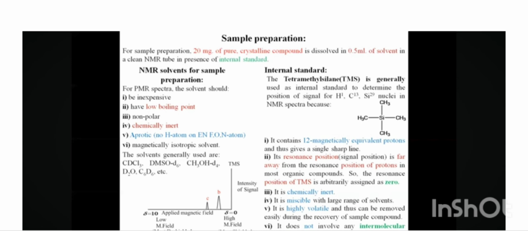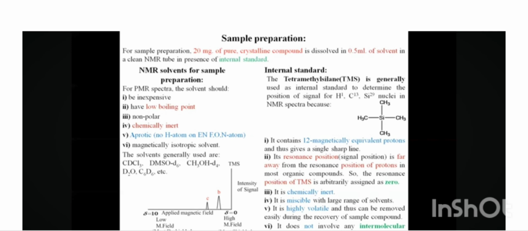NMR solvent for sample preparation. For PMR spectra, the solvent should be inexpensive, have low boiling point, non-polar, chemically inert, aprotic. Internal standard: tetramethylsilane is generally used as internal standard to determine the position of signal for H1, C13, Si29 nuclei in NMR spectra. Magnetically isotropic solvent.